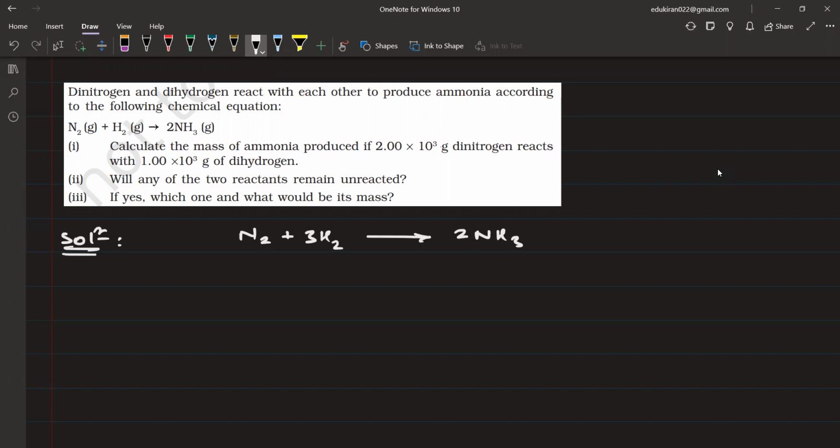calculate the number of moles of nitrogen and hydrogen first of all. Number of moles of nitrogen will be equal to the given mass by molar mass. Number of moles of hydrogen will also be equal to the given mass by molar mass. Please calculate the number of moles of nitrogen and send me in chat. Calculate the number of moles of hydrogen and send me in chat.